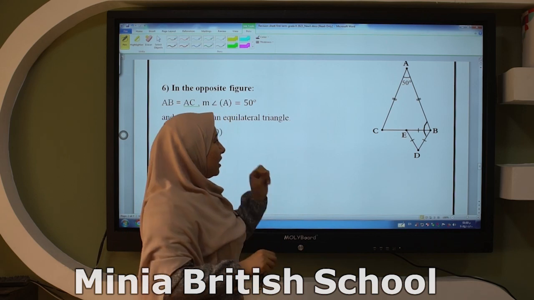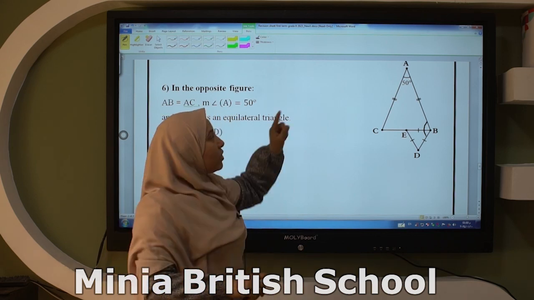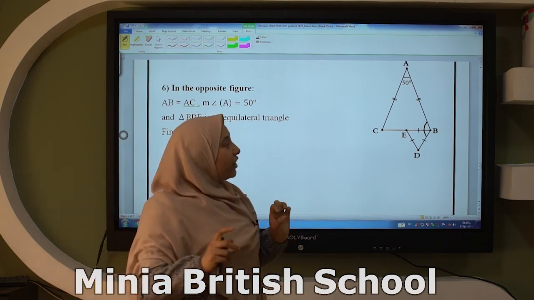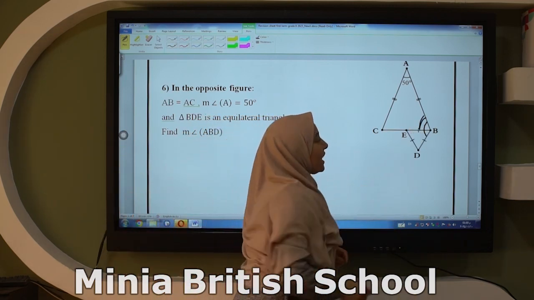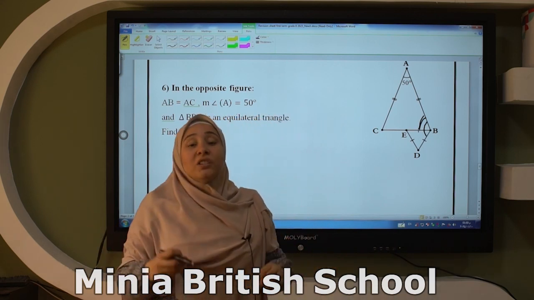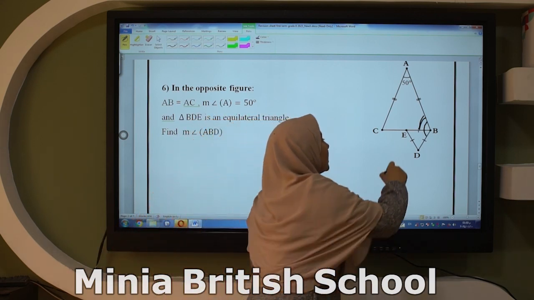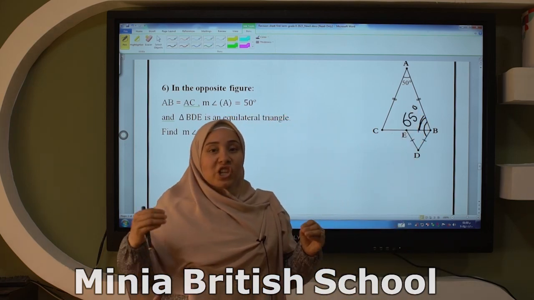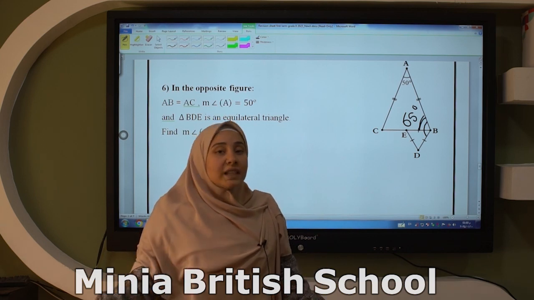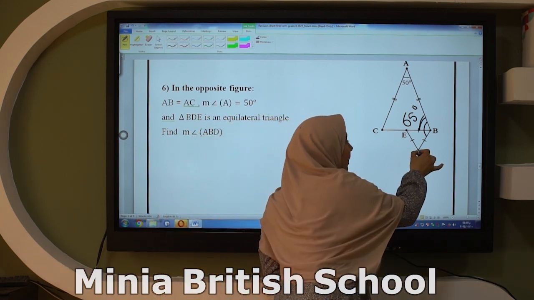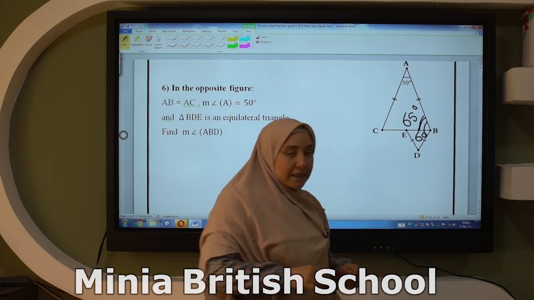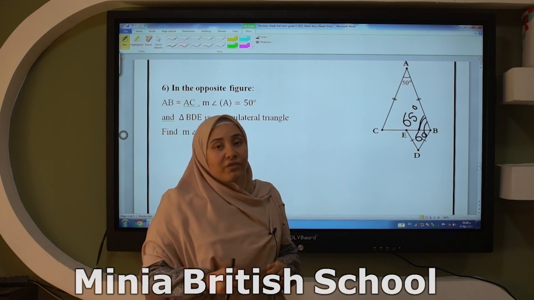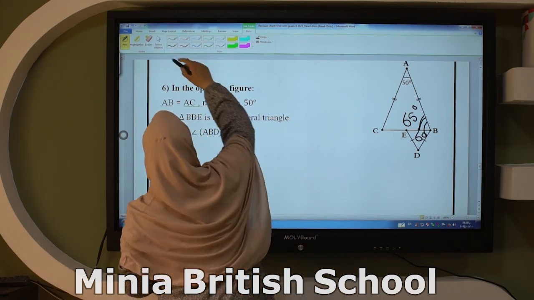From the first given, I have AP equal AC and measure of angle A equal 50, where A is the vertex angle. Then the measure of one of the base angles equal 180 minus 50 divided by 2. Excellent, equal 65. And we know the measure of each angle in the equilateral triangle equal 60 degree. Then the measure of angle DBE equal 60. Then the measure of angle P equals 60 plus 65 equal 125.